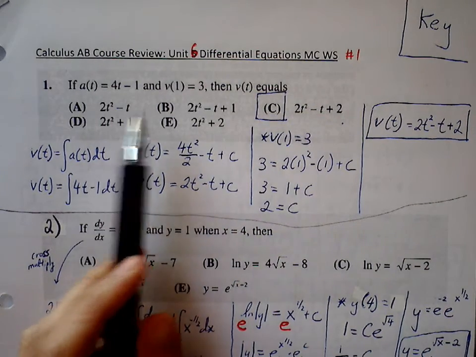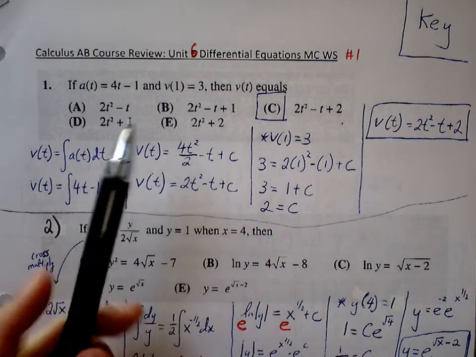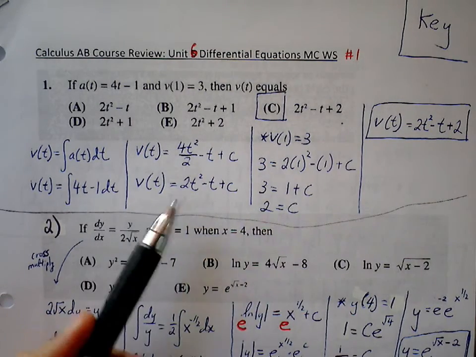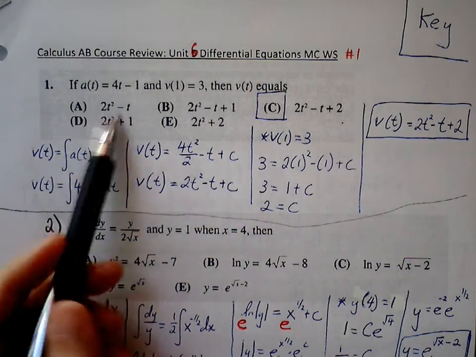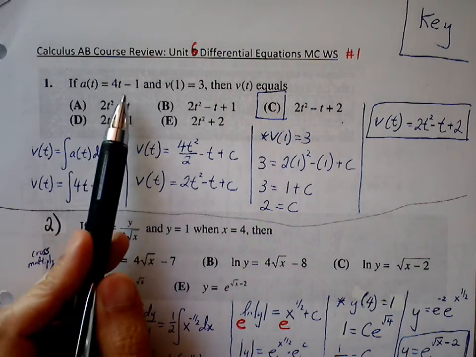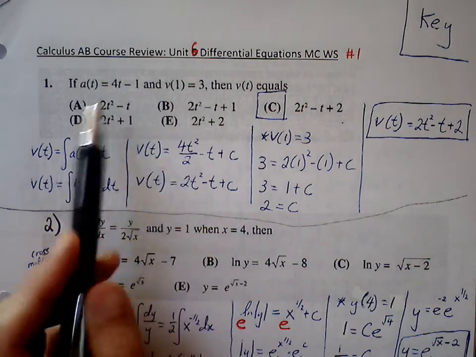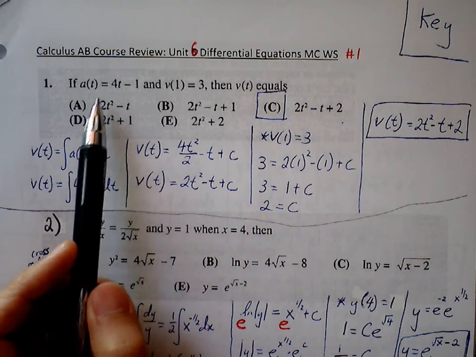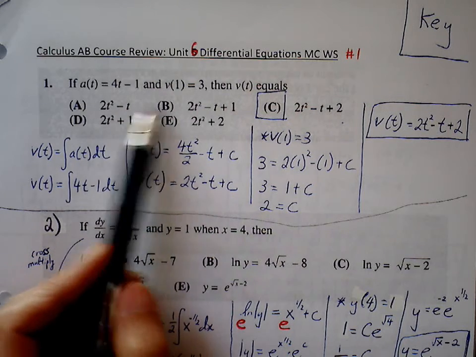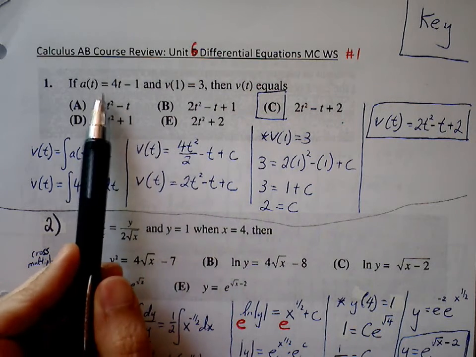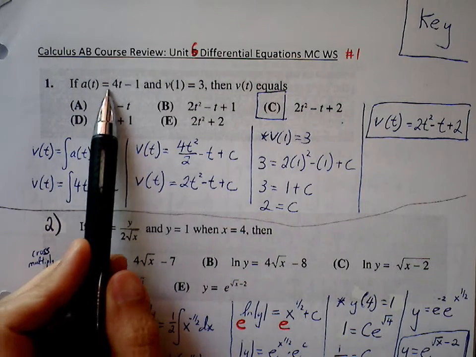This is the Unit 6 differential equation multiple choice review. So let's look at number 1. We have a of t equals 4t minus 1 and v of 1 equals 3. So this is kind of a particle motion PVA problem starting with acceleration and moving our way up to velocity.